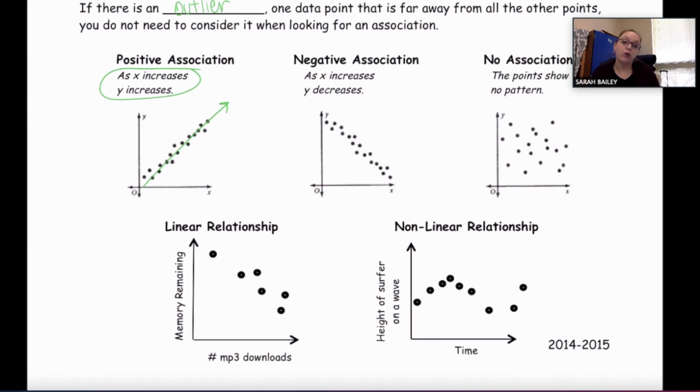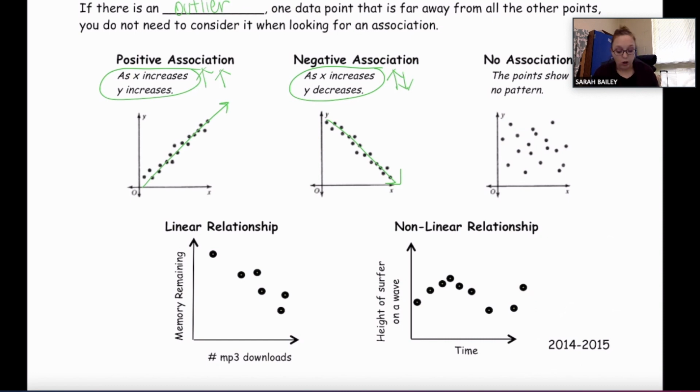This line that I've drawn in would have a positive slope, so that's one way you can notice that it's a positive association. For negative association, it says as x increases, y decreases. So as one thing goes up, the other thing goes down. Okay? And then positive association, as one thing increases, so does the other. And then with the negative association, we could draw in a trend line, which would look like this, which would have a negative slope. No association means the points don't show any discernible pattern.